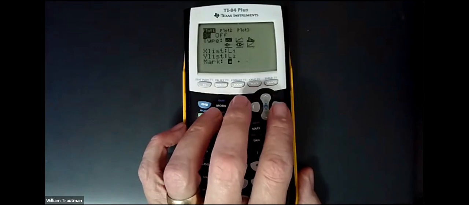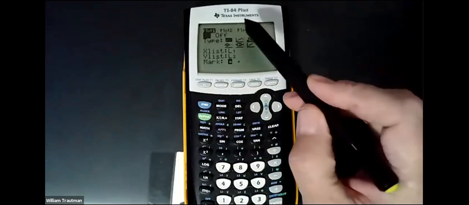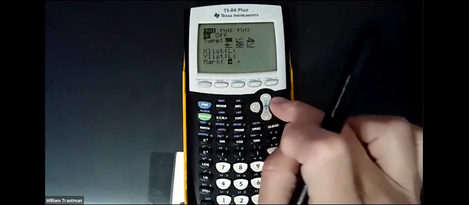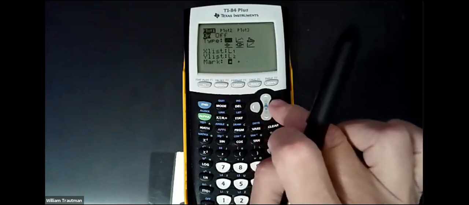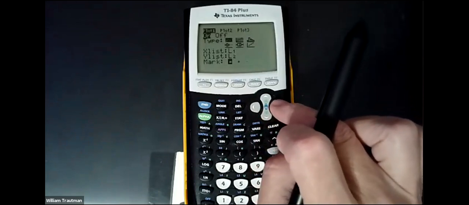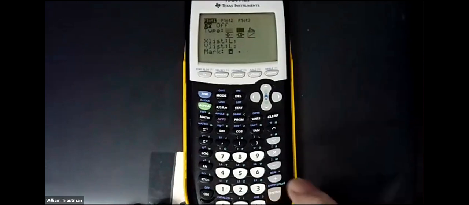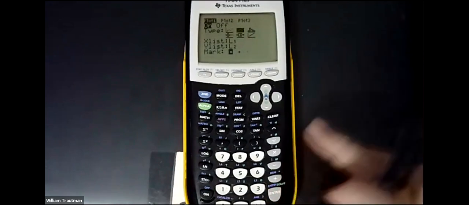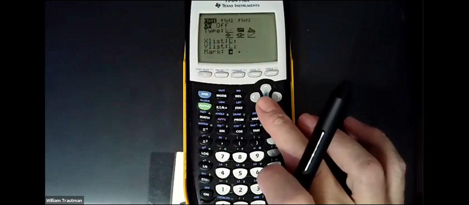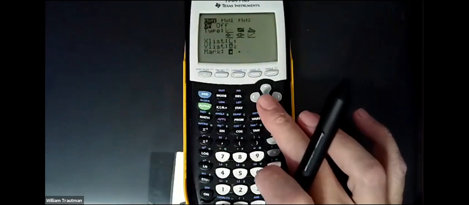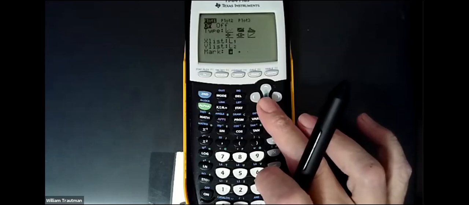For the scatter plot, we have to highlight this graph right there. So I'm arrowing over, over, down, over. It's highlighted when I hit enter. And now my scatter plot is on. And once again, list 1 is the X value, list 2 is the Y value. I'm going to mark it with a dot.